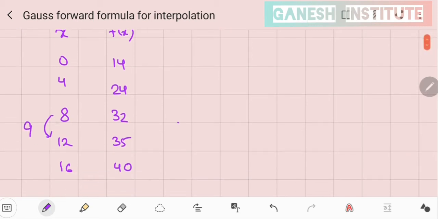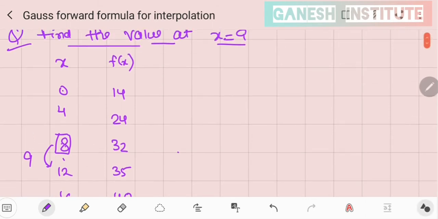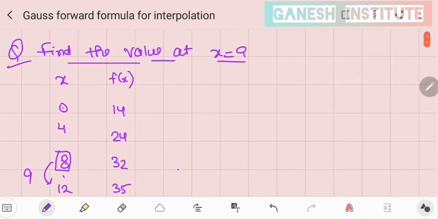So that means if you apply Newton's forward formula, your base value is this, right? But you see this 8 is the mid value, with 2 values above and 2 values below. So that means you need to apply central difference. This is central difference interpolation, and you can use many methods to find it. But in that series we are going to have Gauss forward first of all.